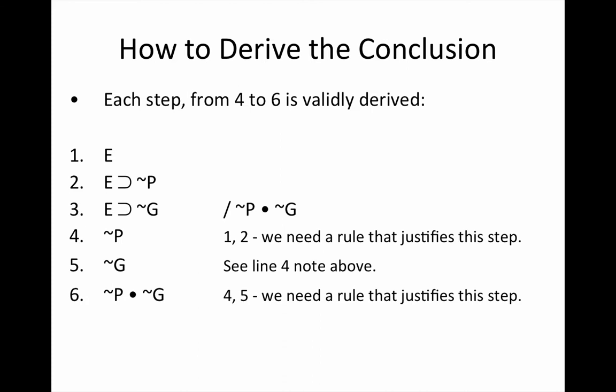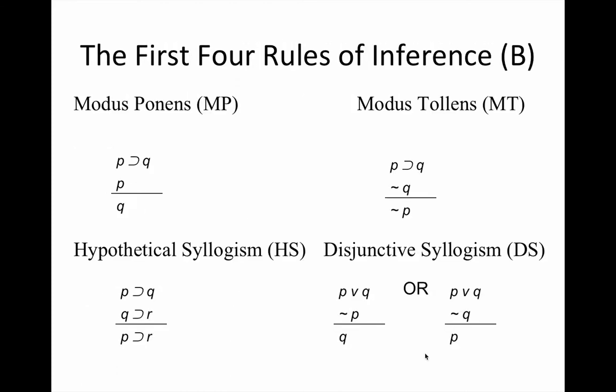Lastly, if it's true that Ed is not a putz, and it's also true that Ed is not a goober, then it's true that he's both not a putz and not a goober. Here are the first 4 of 8 rules of inference that we will employ when working our way from a set of premises to the conclusion of a valid argument.